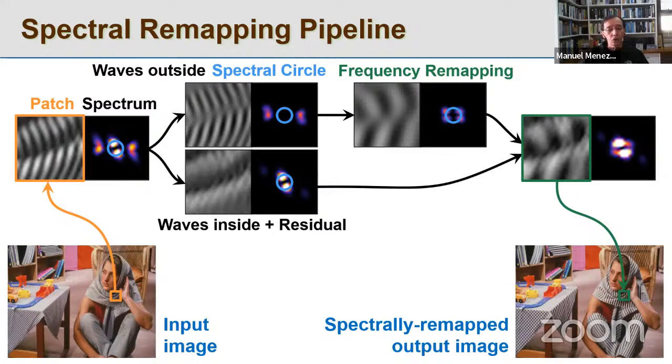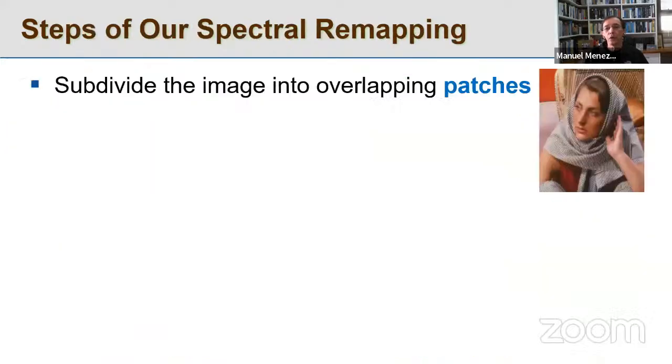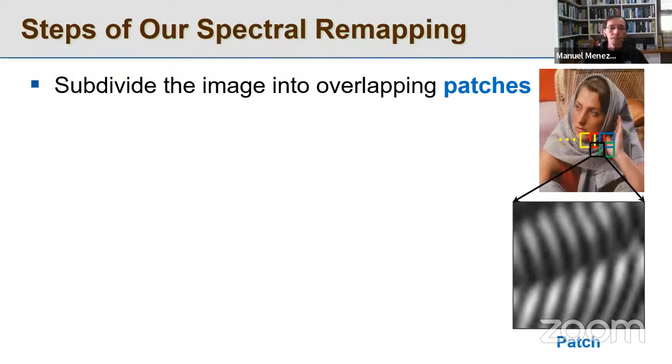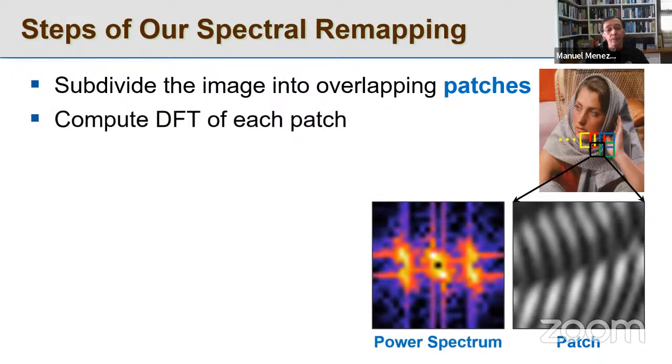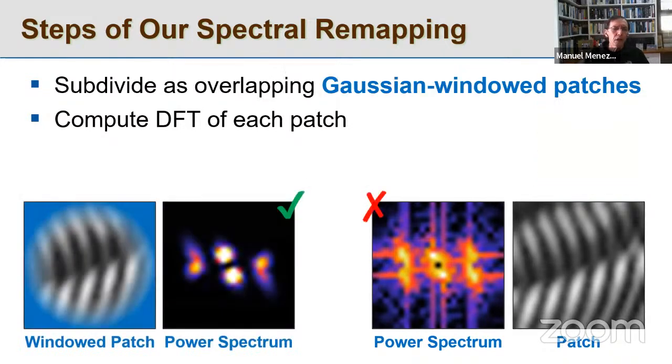Now let's go into the details of those individual steps. Taking a look at the first portion, where starting from a patch we end up computing its spectrum. We use a bunch of overlapping patches, and this is important because we need to have continuity after we recombine those images. Given a patch, you could consider obtaining its spectrum by directly applying a DFT. But if you do so, you realize that the spectrum turns out to be quite noisy. A much cleaner and better spectrum can be obtained if, before that, we multiply this patch by a Gaussian window.